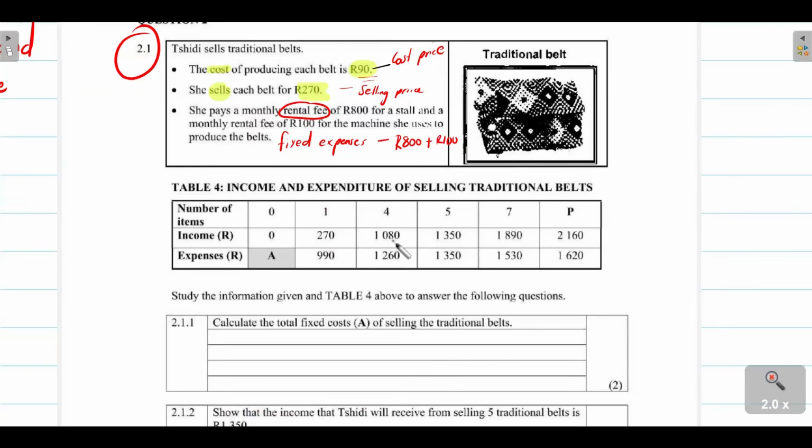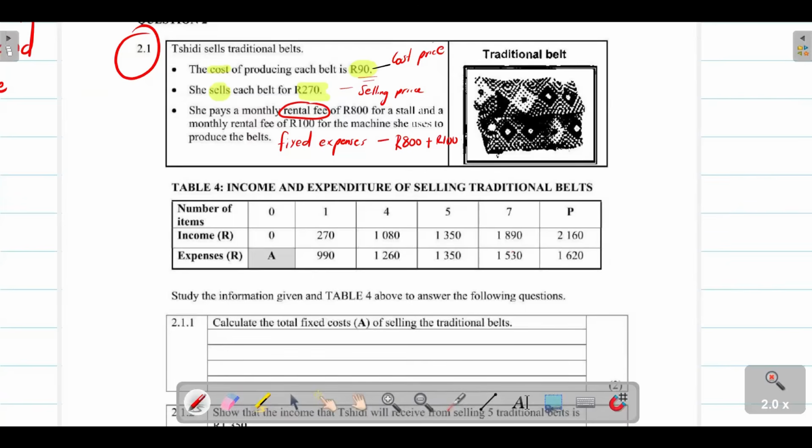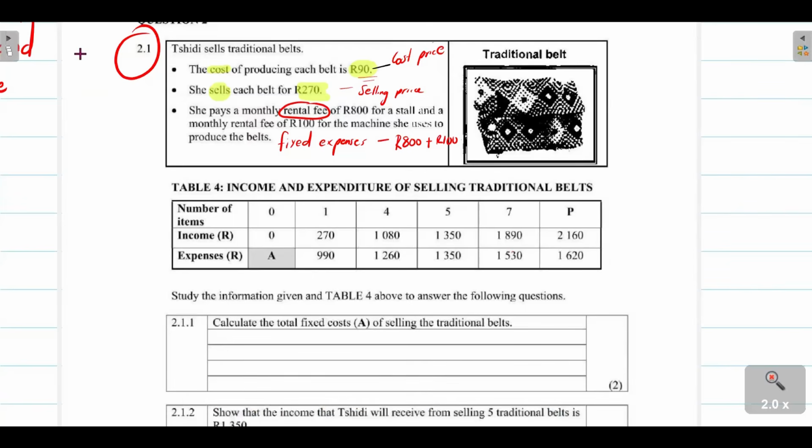Good. And then it goes on to if I sell P belts. So we already see that with P, we are going to be solving for an unknown. Remember what I said: if you are trying to solve for income, we're dealing with income, cost price, selling price. If you're trying to calculate the total income of a business, remember what I said.